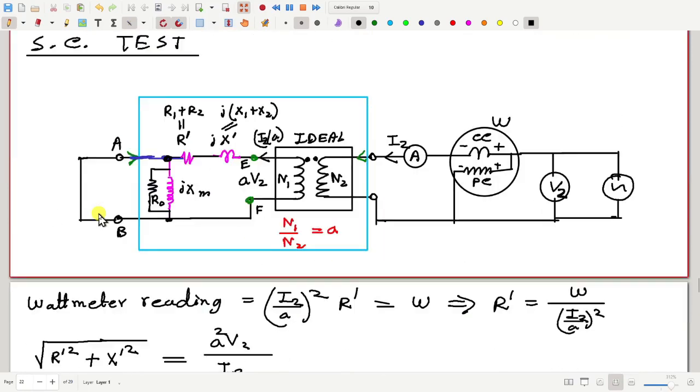So what we do when we do the experiment, we apply a very small voltage, first very small, near zero voltage, then we gradually increase it. We look at the ammeter reading. The moment the ammeter reading equals the rated current, we stop increasing the voltage, and that will be a very low voltage. With that voltage, the test is done.